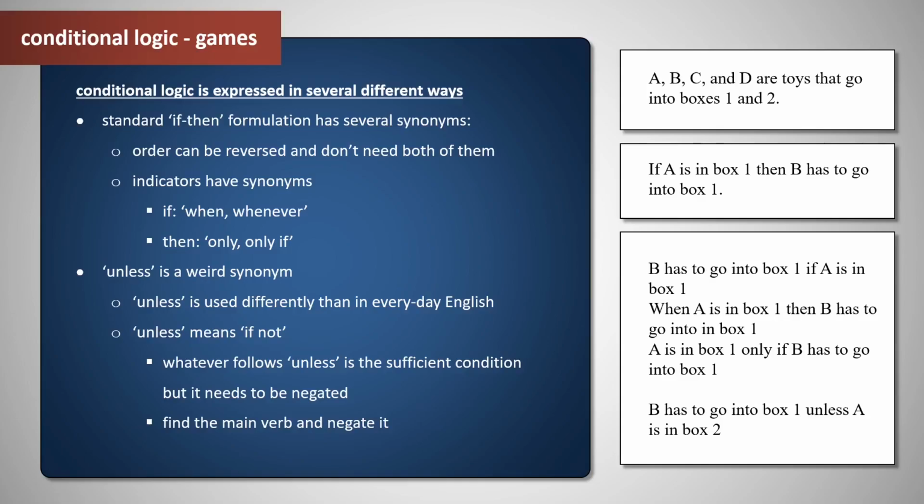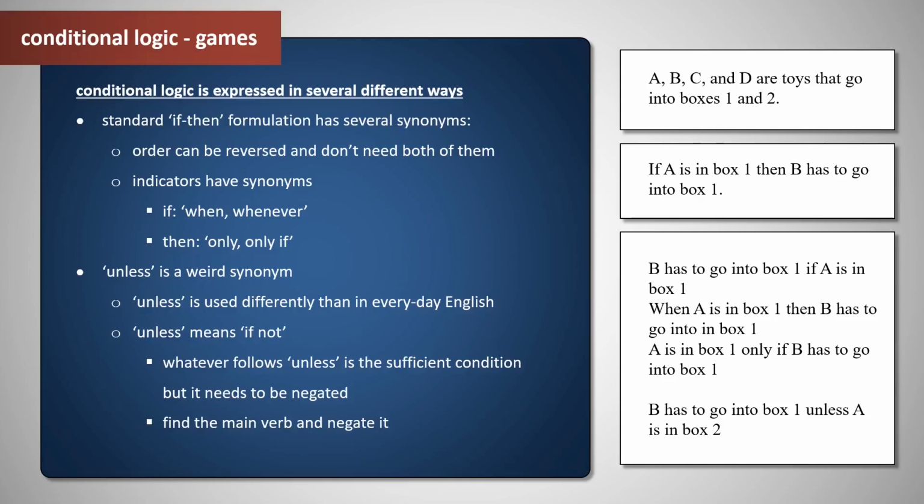But the key thing to remember is that unless is a sufficient indicator. That means that it's if, but it's the negative of if. It's just a little bit weird. And the way to do that is you rephrase it as an if then, finding the main verb and negating that. And remember, the other part of the sentence stays the same. That stays the necessary condition.